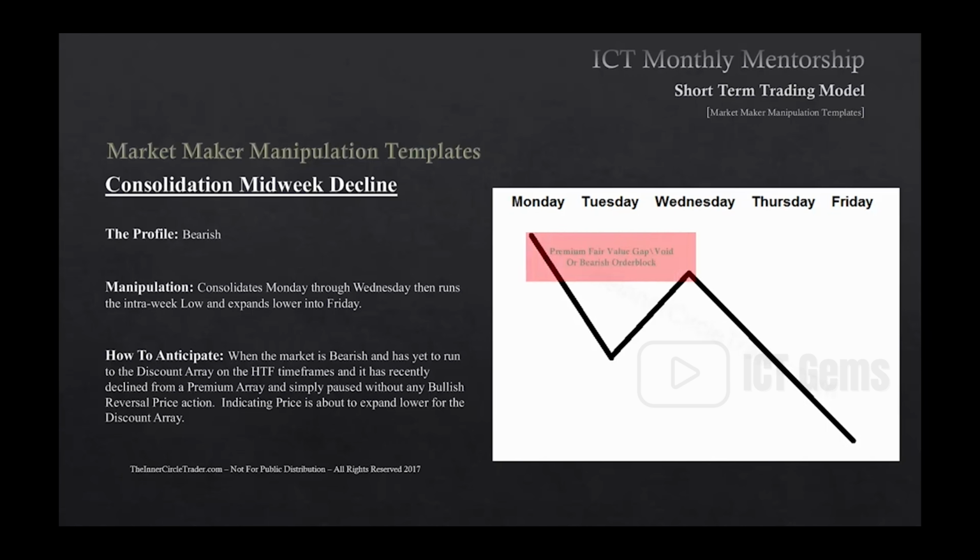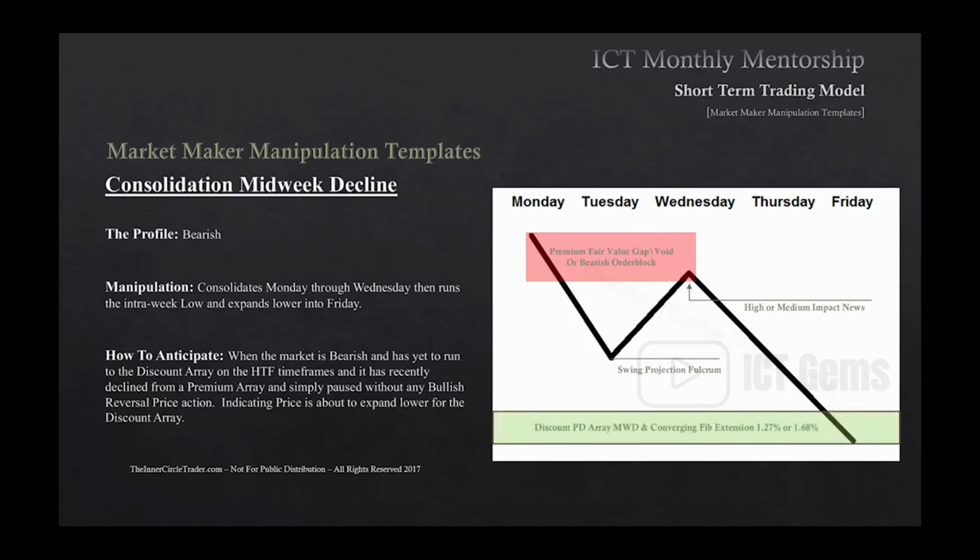Okay, what we're seeing is on Wednesday, it could occur on Tuesday too, but we're looking for a premium fair value gap or liquidity void to be filled in, or trading up into a bearish order block, and high or medium impact news on Wednesday at London Open or New York Open. And we have our swing projection fulcrum point. And we expect to see the market trade down to a discount PD array in the form of a monthly, weekly, daily, and converging fib extensions in the form of 127 or 168. And again, it could be a perfect symmetrical price swing or 100% measured move.